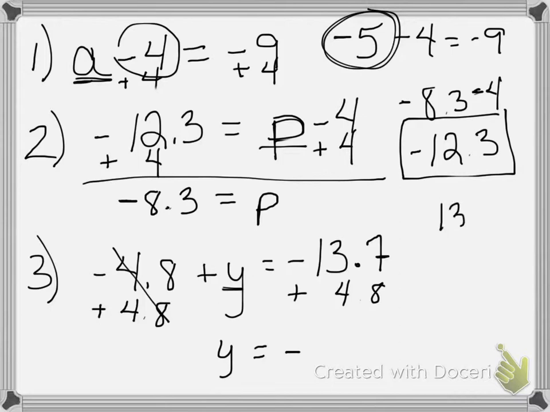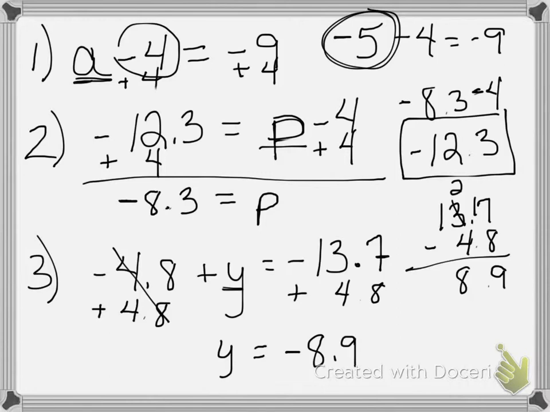So this time I have 13.7 minus 4.8. Okay, I'm going to borrow. 17 minus 8 is what? 9. 12 minus 4 is 8. So my answer is -8.9. Plug it back in and check.